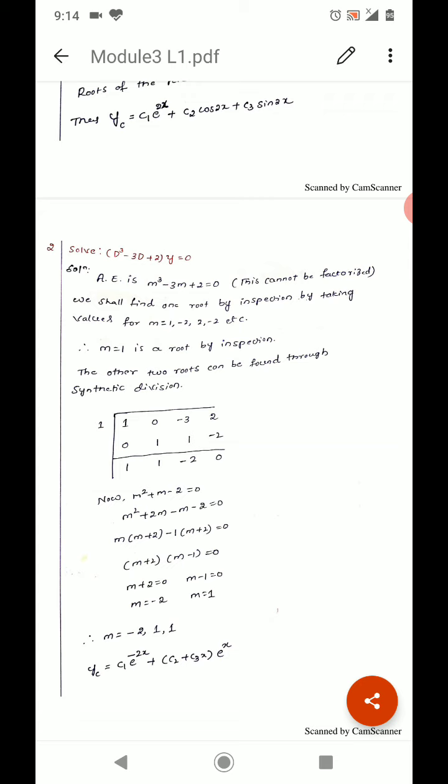So again multiply 1 with 1, we will get 1. So write that below the next term. So here the next term is minus 3, below that we will write 1. So adding these terms, minus 3 plus 1 becomes minus 2. So again multiply minus 2 with 1. So minus 2 into 1 becomes minus 2. Write that below the next term, that is 2. So 2 and minus 2, by adding these terms we will get 0.